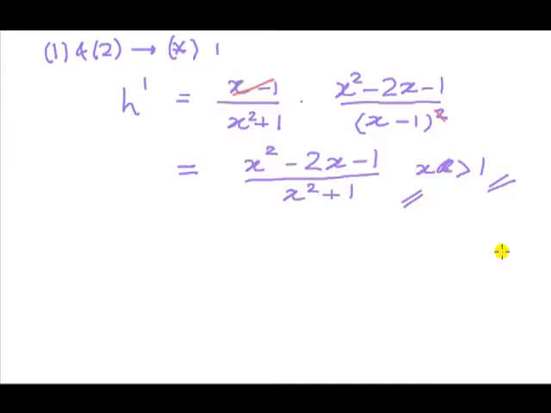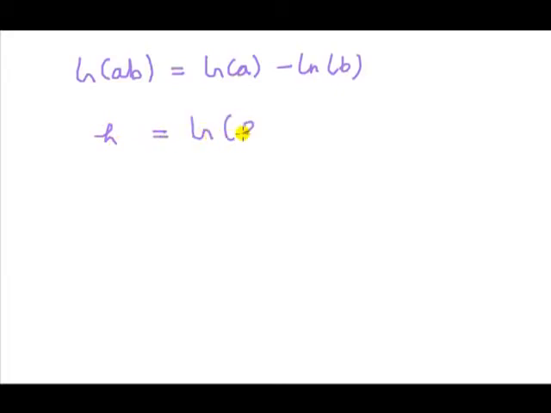Now I want to show you another way of doing this. Could be quicker. We're using the log rules. Recall that a and b are positive numbers. Log of a times b is equivalent to log of a minus log of b. Alright? So if we apply it here, we can see that my h function is going to be log of x squared plus 1 minus log of x minus 1 for x bigger than 1, positive values.